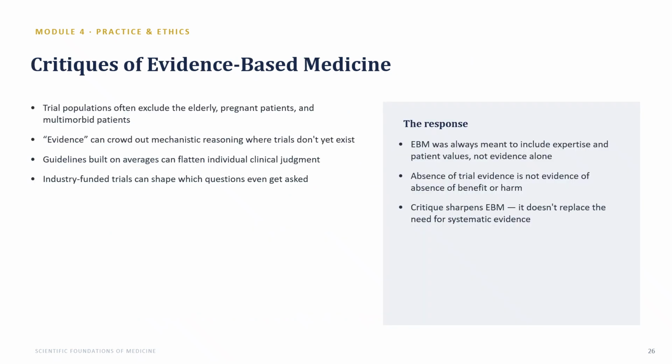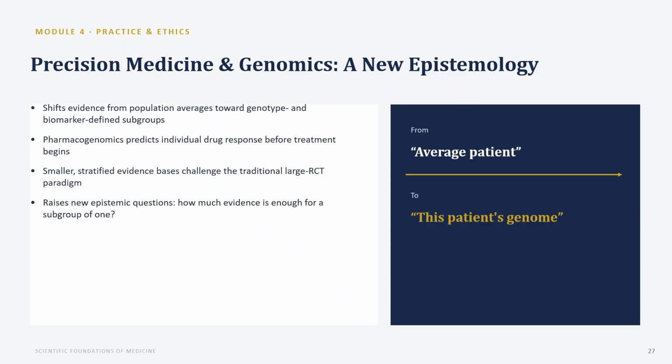So let's see the critics of EBM. Although evidence-based medicine is valuable, not every patient fits clinical trial populations. Clinical judgment remains important for individualized treatment. So let's see what is precision medicine. Precision medicine uses genetic information and biomarkers to personalize treatments, improving effectiveness while reducing unnecessary side effects.